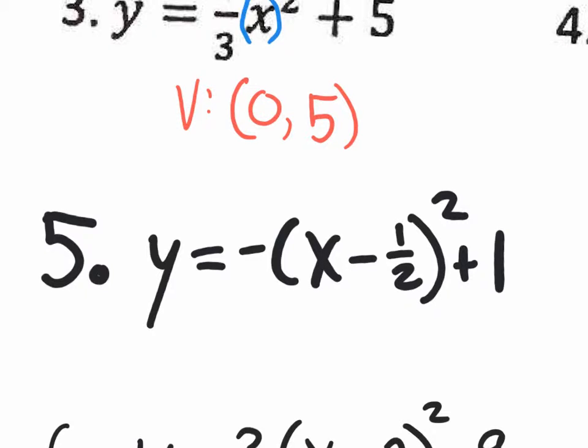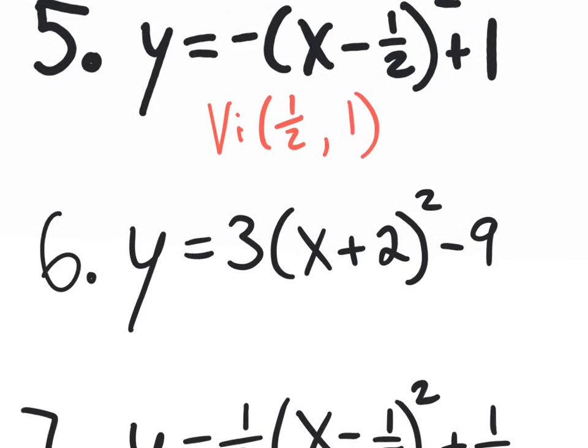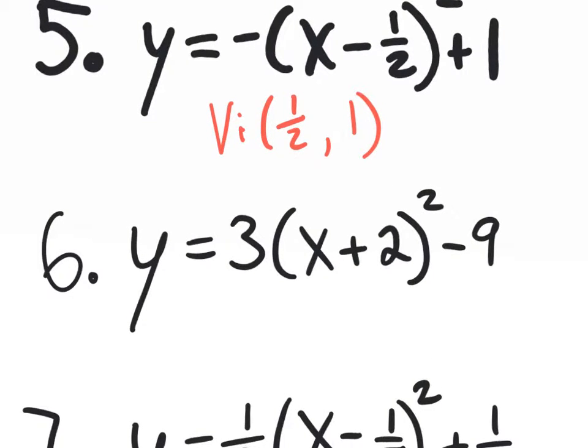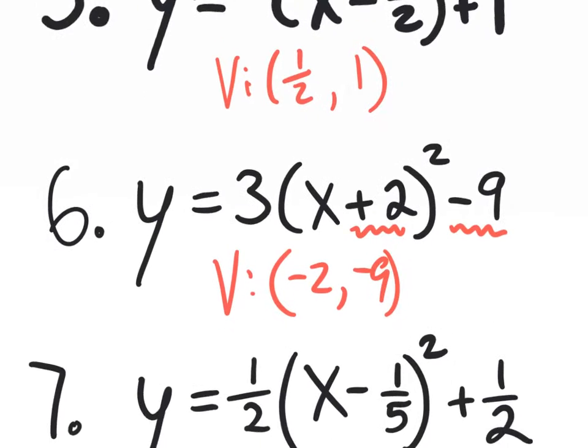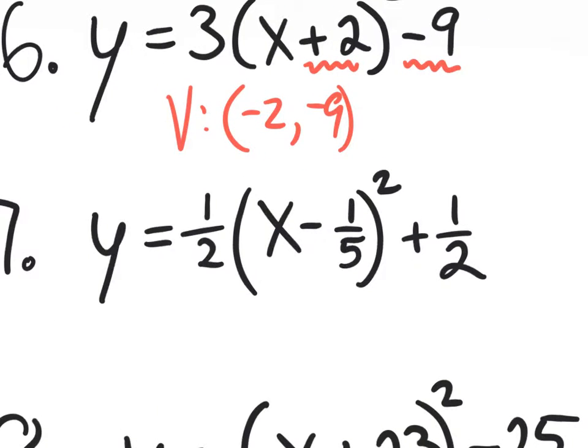What's the vertex right there? +1/2 and 1. Right? Easy. How about number 6? Nathan, help me out here. What's the vertex right there? -2, -9. That's right. Opposite on this guy, take that guy for what it is. Ricky, what's the vertex right there? 1/5 and 1/2. You think opposite on the negative 1/5, so it's positive 1/5, and the plus 1/2 you leave exactly the way it is.